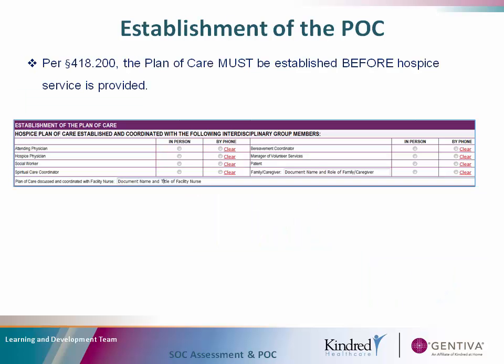As you know, we are required to establish the plan of care prior to providing care. So let's look at the establishment of the plan of care, which is on the IDG plan of care form. Note that you are to document the name and the role of the family or caregiver you talked with about the patient's plan of care. If the patient resides in a facility, please document the name and title of the facility nurse that you discussed the patient's plan of care with. This is one way that we demonstrate coordination of care.